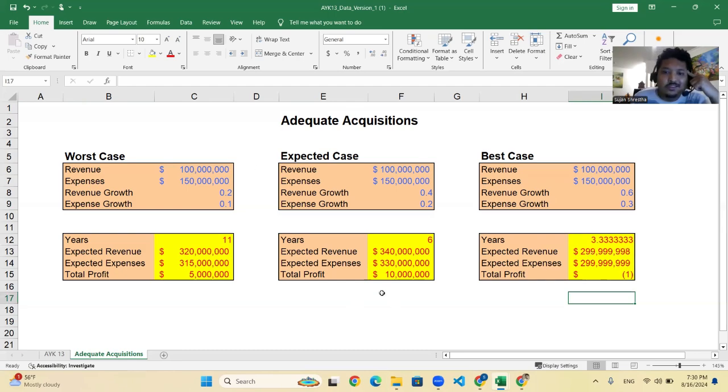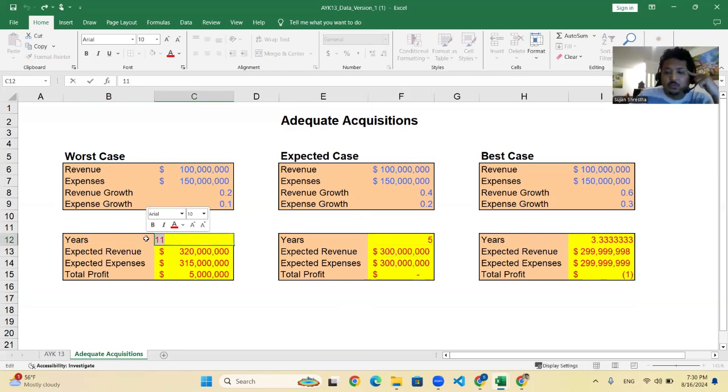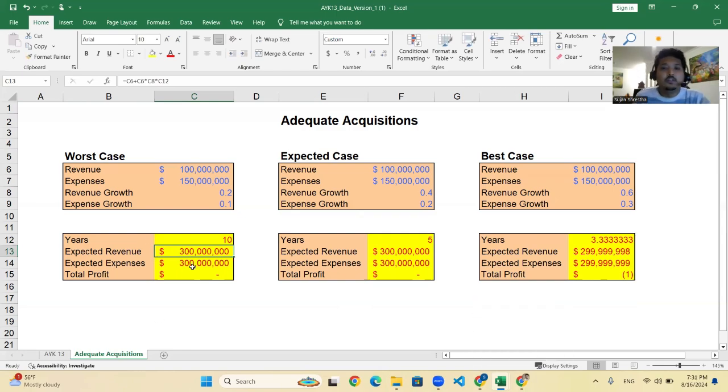and for the expected case, it will take 5 years. For the worst case, it will take 10 years to get the break-even point, neither profit nor loss. From that year we get profit, and below that year we get loss. So this is the expected scenario, and I guess I have fully demonstrated all the things in this video. I conclude this video by demonstrating this.